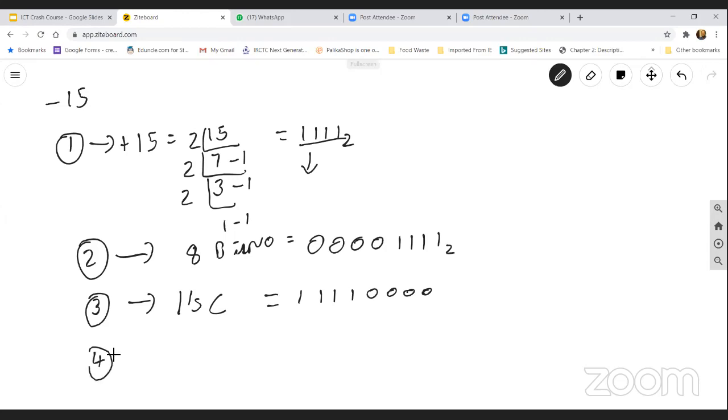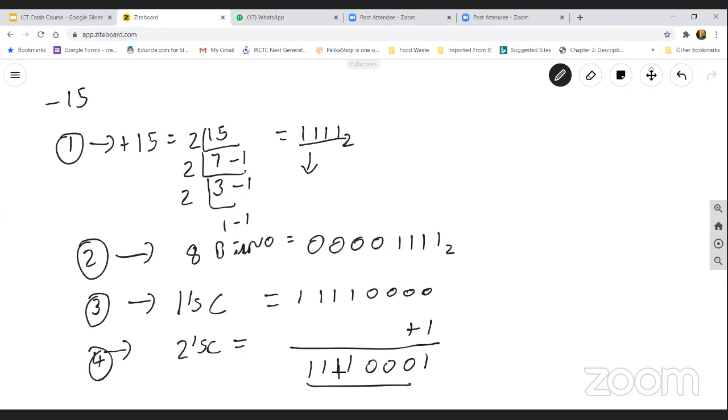So the fourth step is the 2's complement. 2's complement is not converting again and again. We just have to add 1 to it. Just 1 to it. So 0 plus 1 is 1, and the rest stays as it is: 1, 1, 1, 1. So this is the minus 15 binary number. For any negative value, we should take it like this. Yes, this is the process.